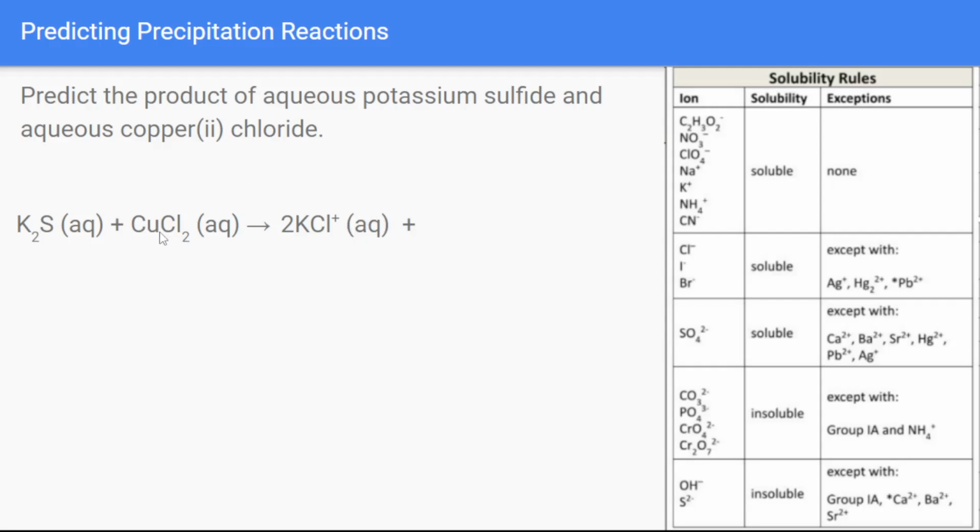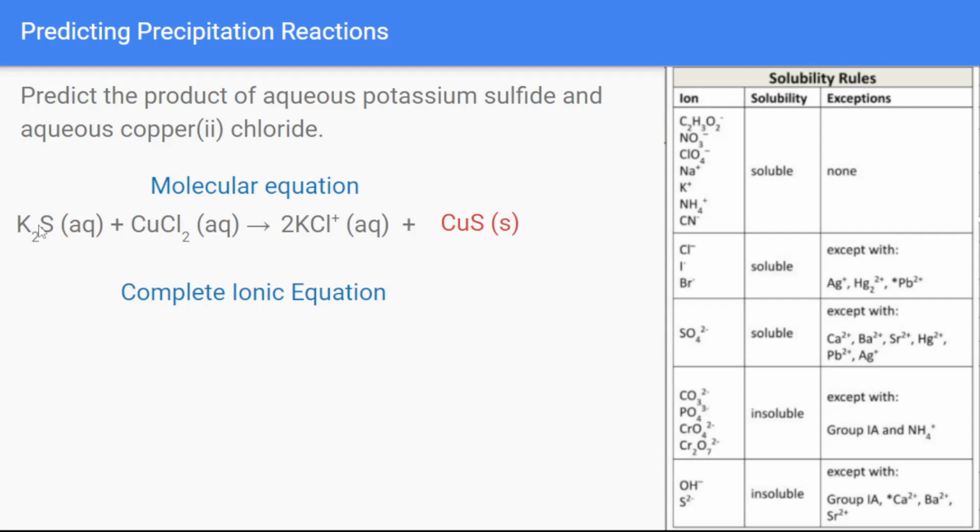How about copper and sulfide? Copper is not on the chart, but sulfide is, and it is insoluble. So copper 2 sulfide is solid because sulfide is insoluble. So this is the precipitate. Now this is called a molecular equation, but it's not entirely accurate. We like to use the complete ionic equation to represent the aqueous nature of three of these different substances.